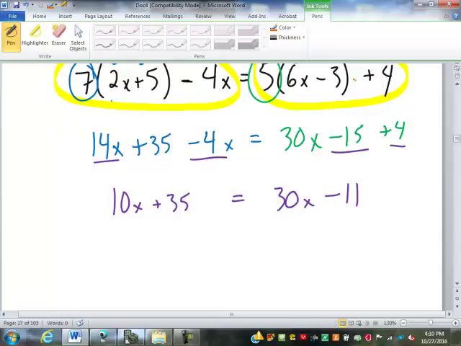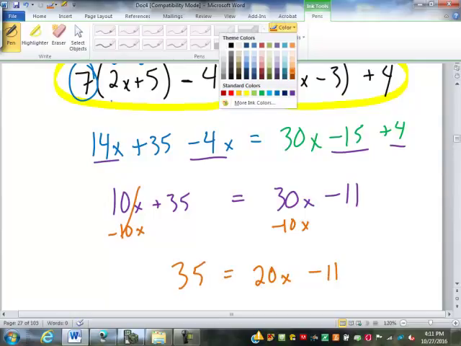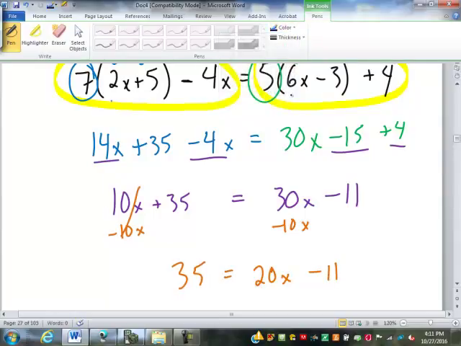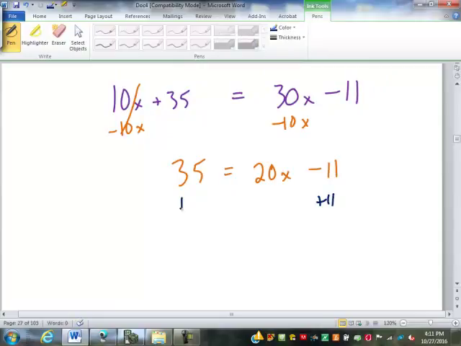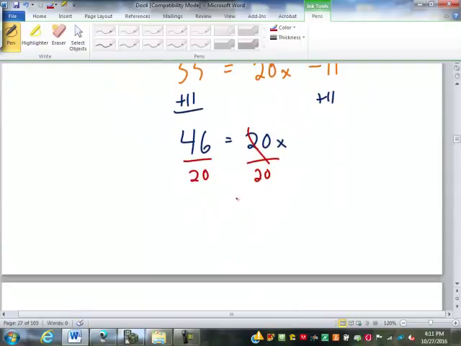We're going to have to get rid of one of them because we have an x on both sides. So we'll subtract the 10x. So 35 equals 30 minus 10 is 20x minus 11. Then we can add 11. Now we're starting to solve. Add 11. So 46 equals 20x. And then divide by 20. So 2.3 equals x if you wanted it as a decimal.